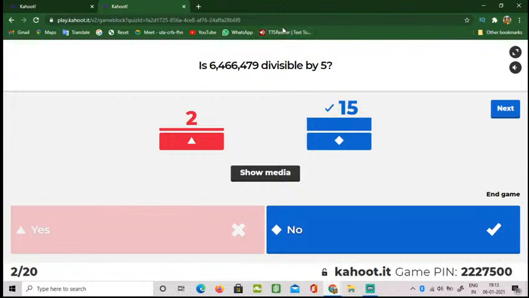The number is not divisible by 5 because the divisibility rule of 5 is that the number should have a 5 or a 0 at the last. So this number has neither a 5 nor a 0, so the number is not divisible by 5. So that's the reason. And let me see the scoreboard.